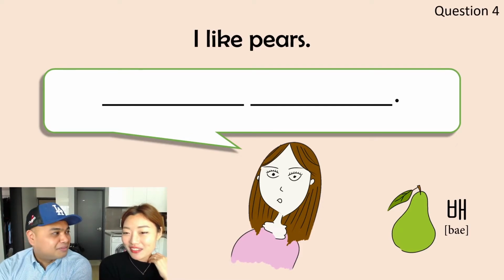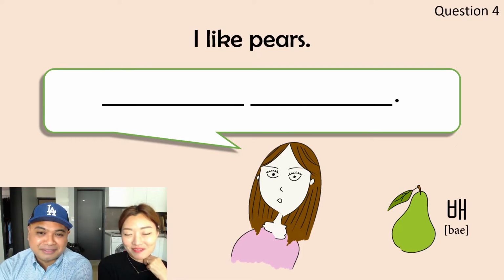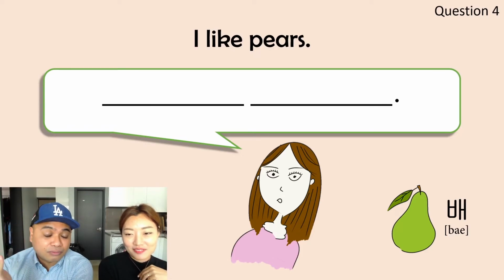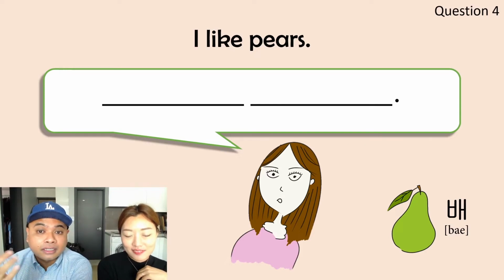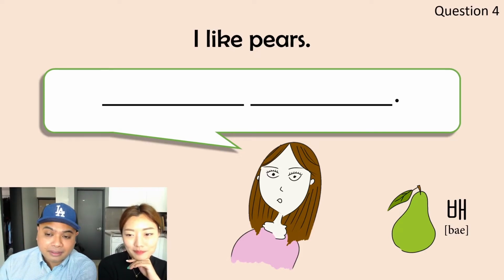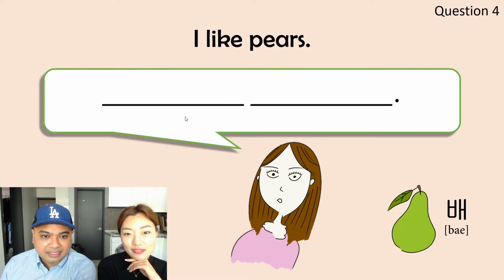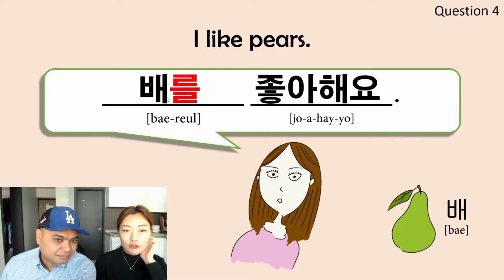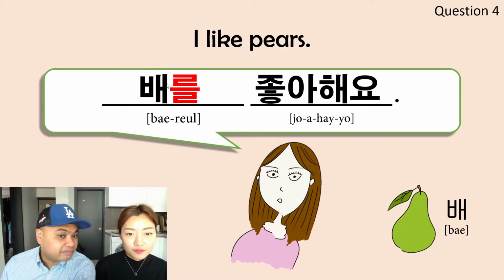Again, ends with a vowel. Yeah, ends with a vowel, right? And then we have pears. So Dana wants to say, I like pears. Pear in Korean is 배. And then 배를 좋아해요. 좋아해요. Because it finishes with a vowel. Exactly. So it finishes with a vowel, so we need 를. So 배를 좋아해요. Next.